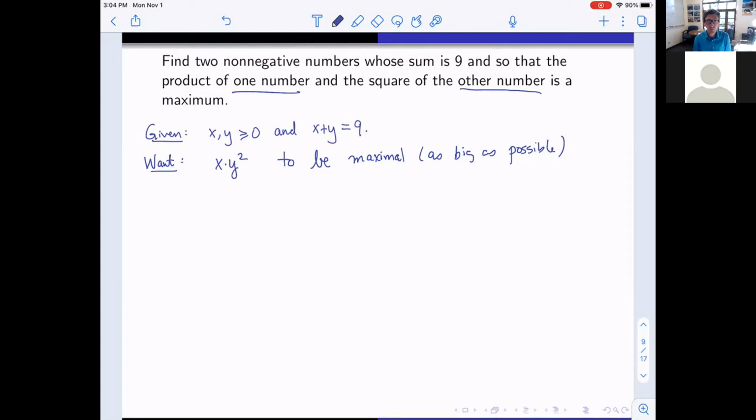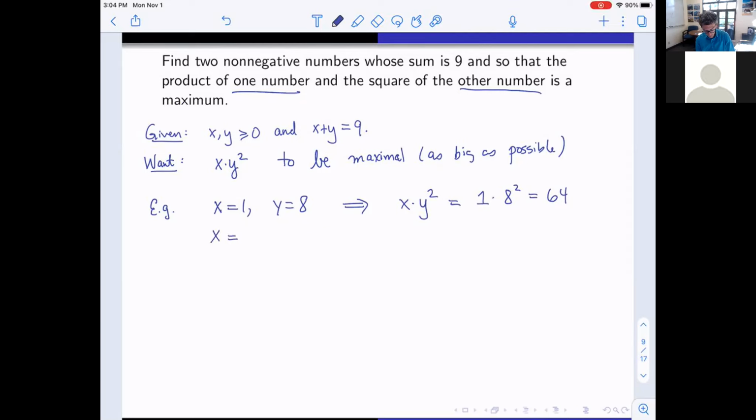Okay. And so let's try to think about what's going on here, right? And so we can just kind of start with an example. What would happen if x were equal to 1? And then, well, x plus y has to equal 9. So if x were 1, then y would have to be 8. Then that would mean that x times y squared would be 1 times 8 squared, which would be 64. So that's one possibility.